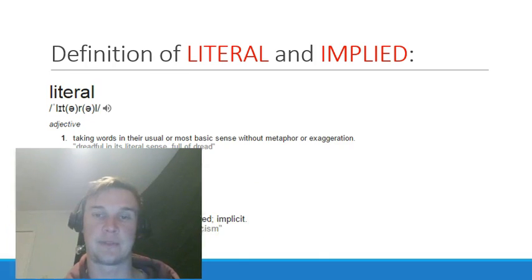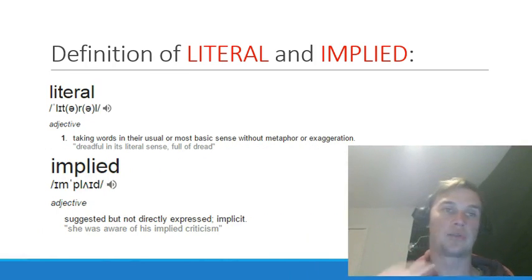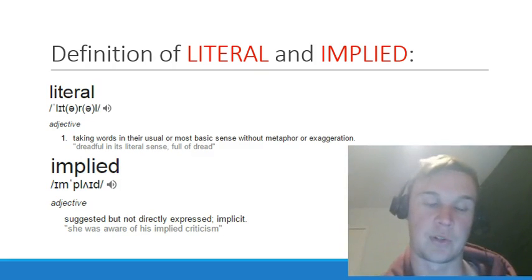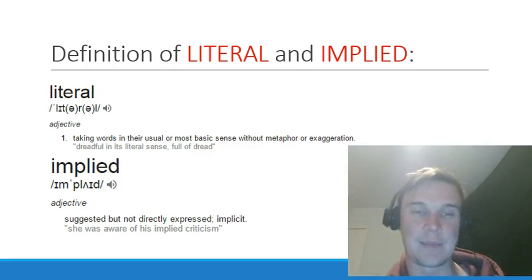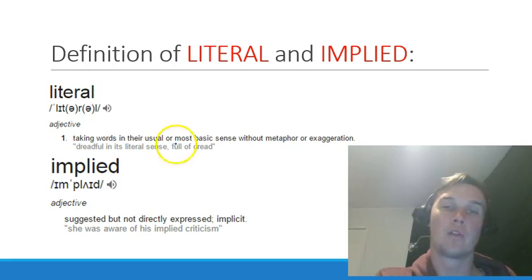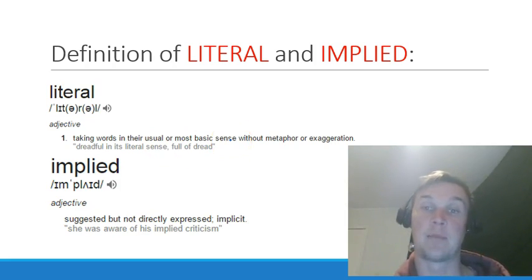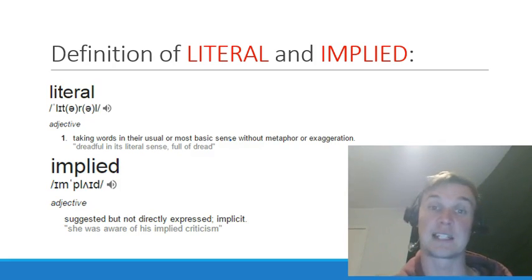Alright, so let's look at the definitions. So I've used good old Google Docs Google definition here, and we've got the meanings of these two words. So literal basically means that you're taking words in their usual or most basic sense without metaphor or exaggeration. The example here is that dreadful in its literal sense means full of dread. So when we say things like this sandwich is dreadful, taking that literally would be that that sandwich is full of dread, which doesn't really make sense. So we need to use our implied meaning, and we need to understand the difference between the two of these.